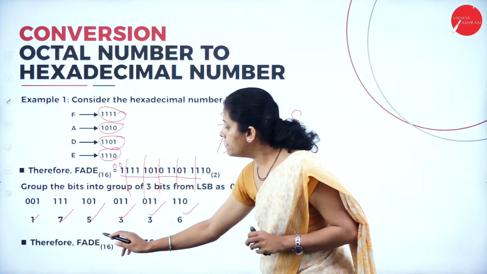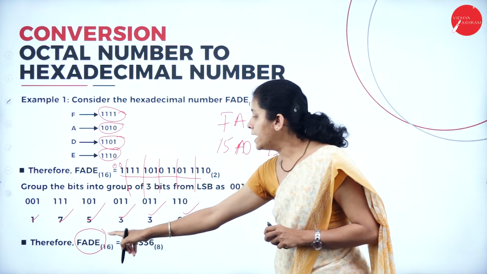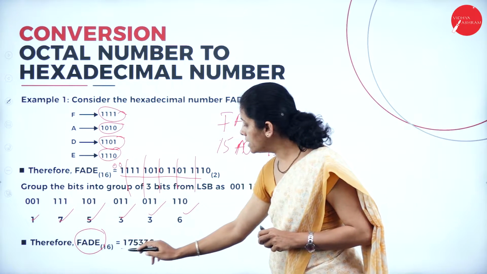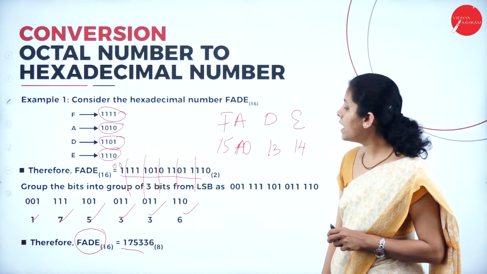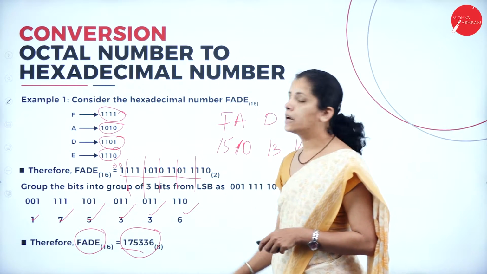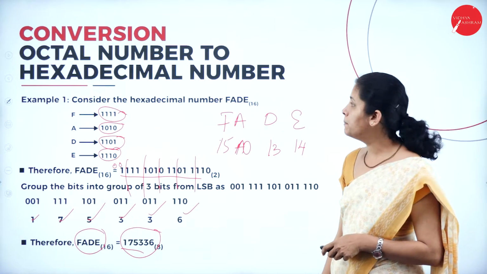Now for the given hexadecimal FADE, equal to the final result here is 175336. This is nothing but the octal representation of the given hexadecimal number.